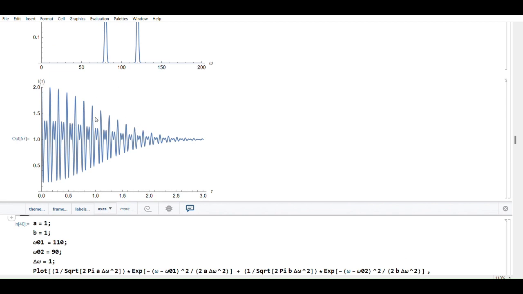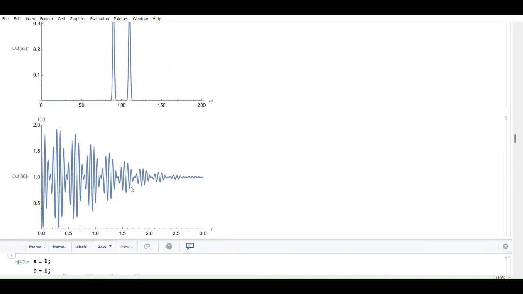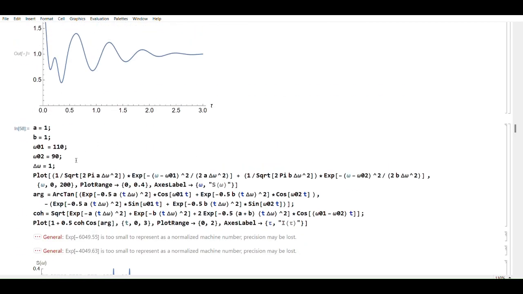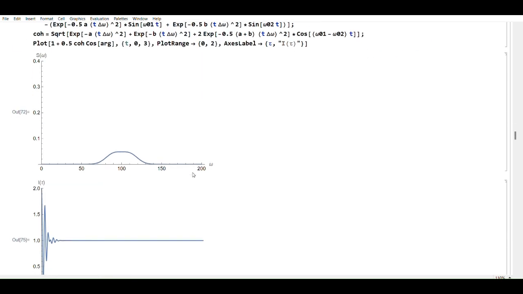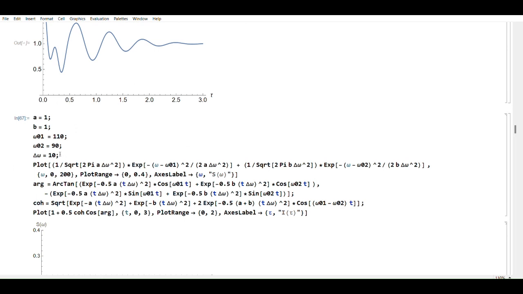Let me increase the separation even more. Then the second width will become narrower, even more narrower, as you can see here. See, even narrower, this second width, but this exponential envelope and this width remains the same. Okay, now let me change delta omega.